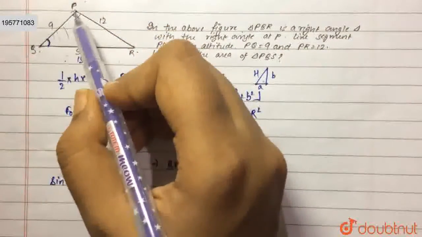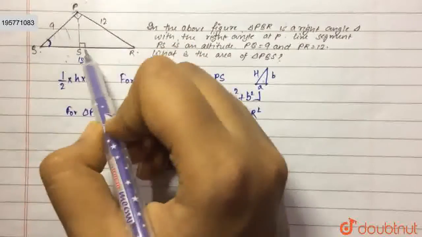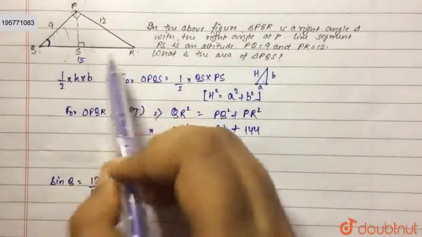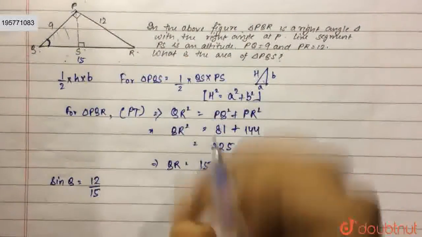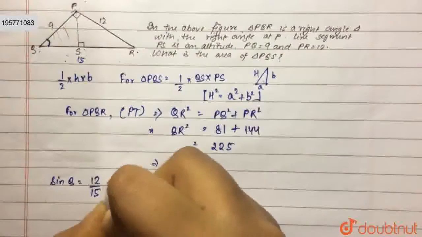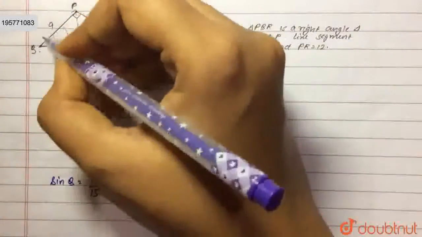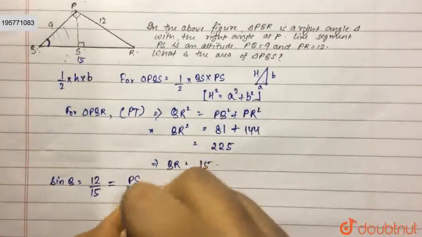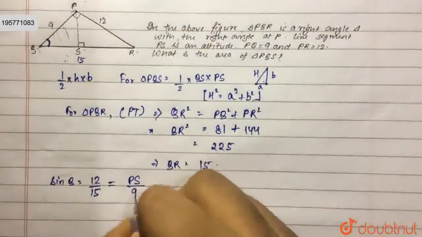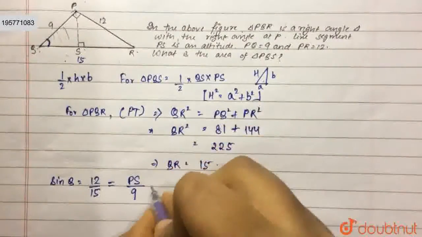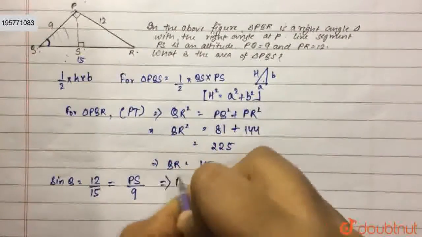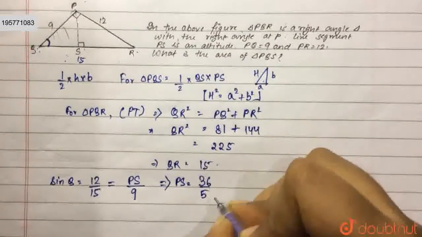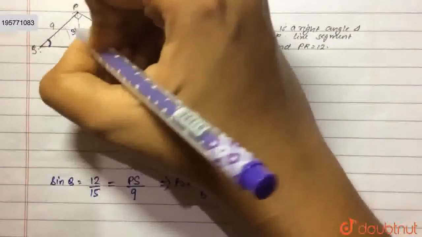Okay. So now what is the value of sine Q in triangle PQS? Whatever that value will be, that will be equal to the value of sine Q in PQR, because the sine Q value will remain constant throughout. So we can write 12 by 15 will be equal to sine Q here, which will be PS by PQ. So PS by 9, right? So that will give you a value for PS as 36 by 5, right? So we have found out the value of PS.